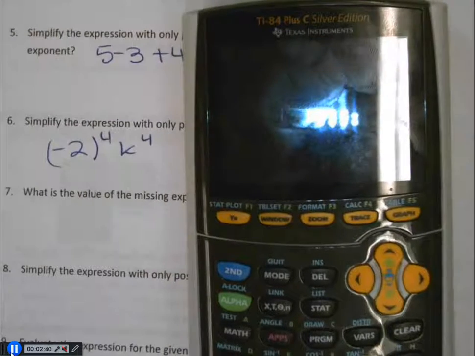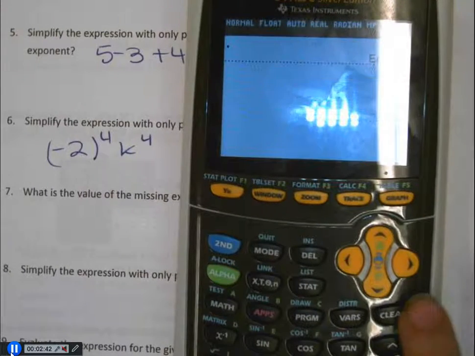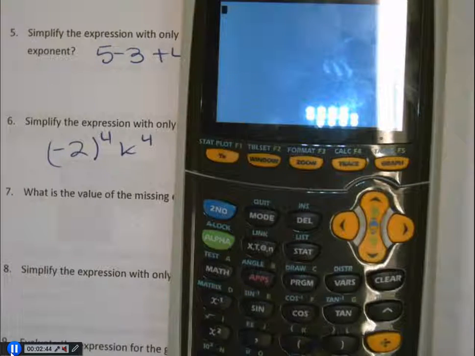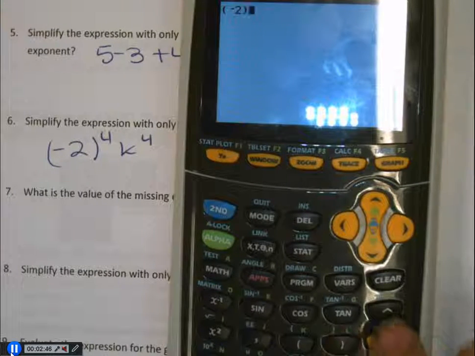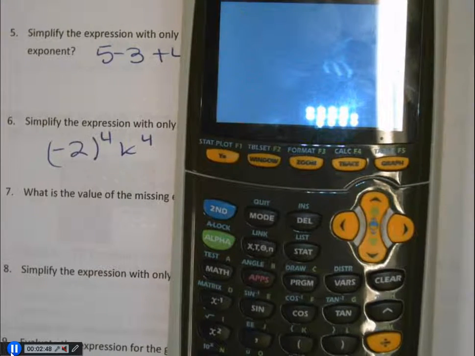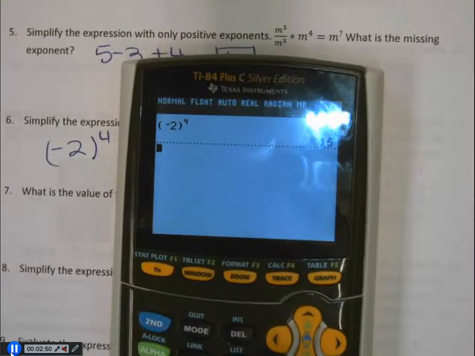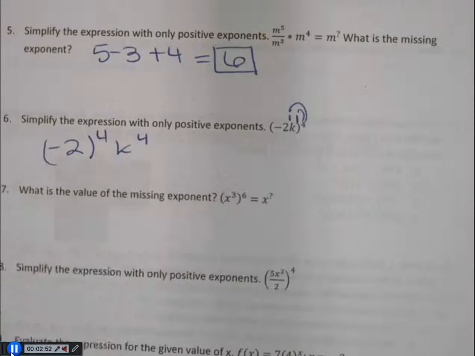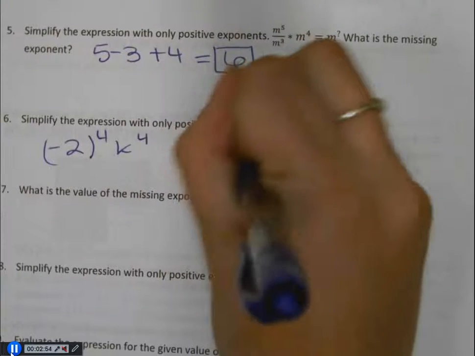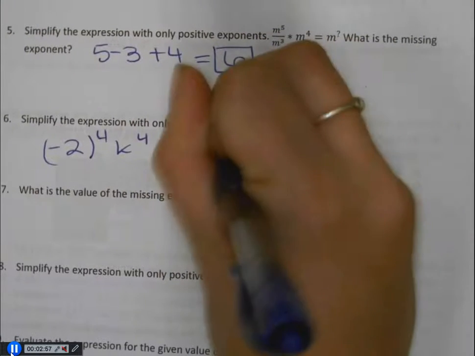So if you guys don't remember how to do this, what are you doing? I can type it in the calculator. I want to remember my parentheses. It's 16. Is it not even on the screen because of this light? Anyways, 16. So this gives me 16 k to the 4.